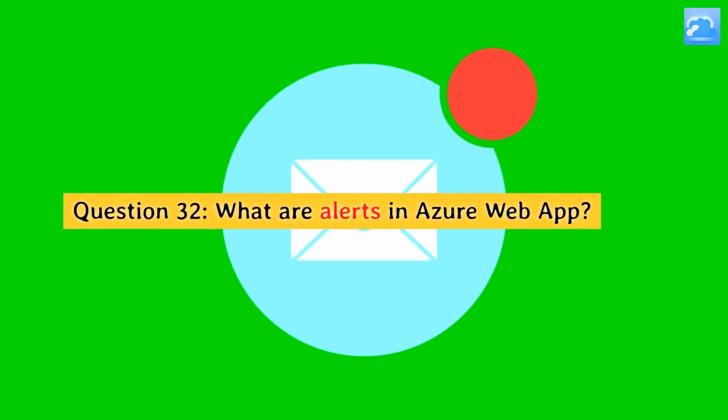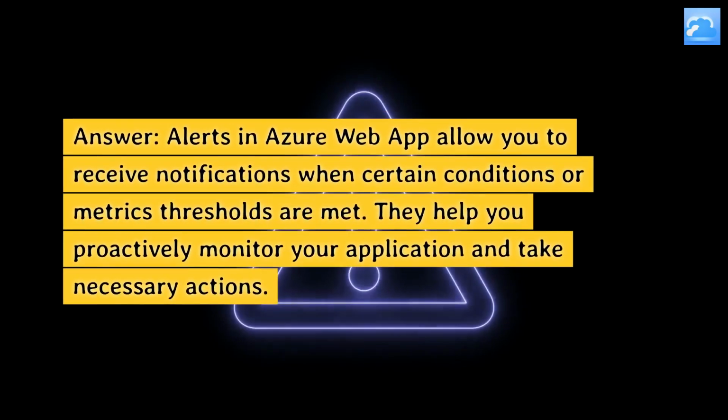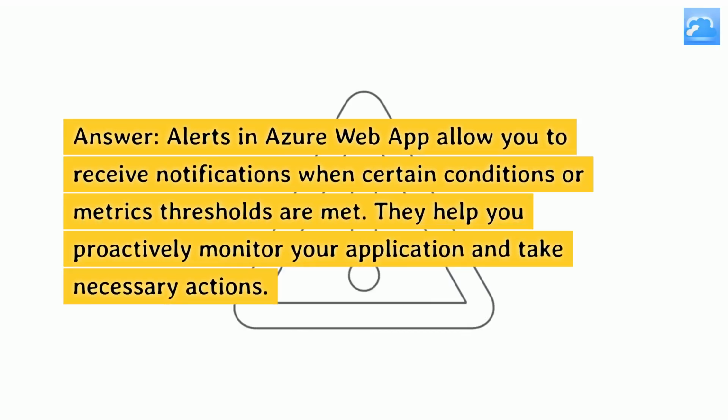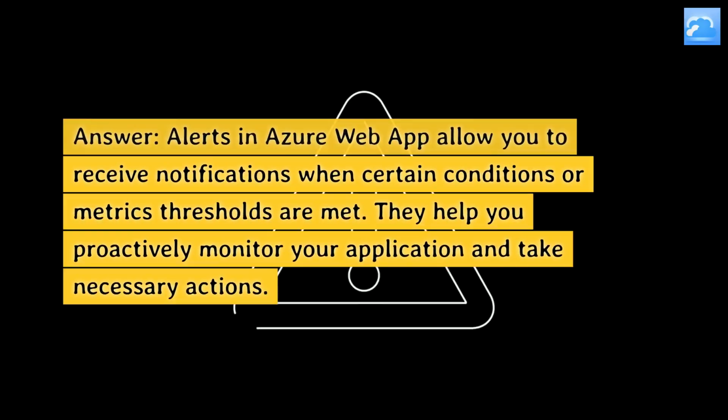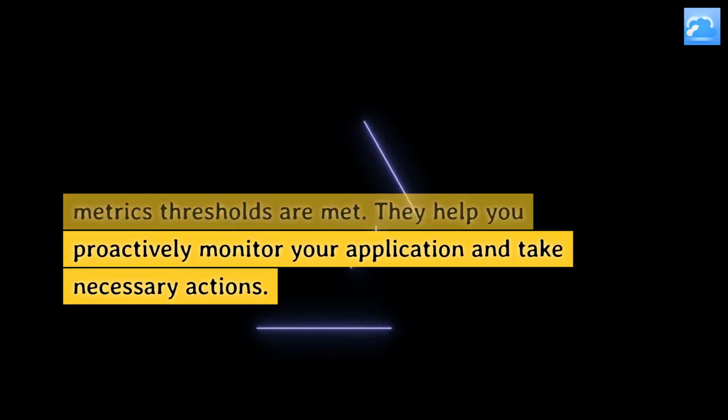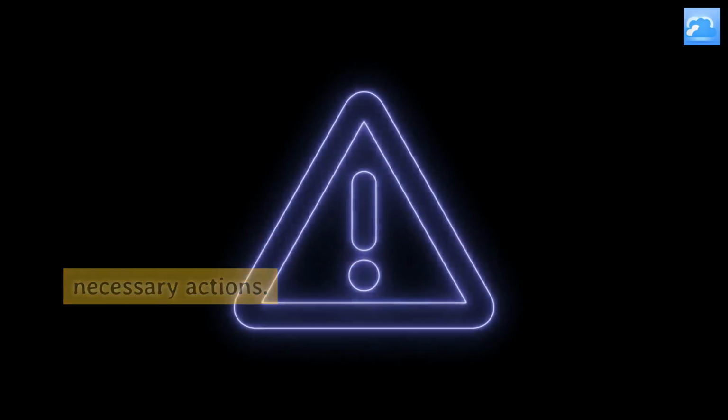Question 32. What are alerts in Azure Web App? Answer. Alerts in Azure Web App allow you to receive notifications when certain conditions or metrics thresholds are met. They help you proactively monitor your application and take necessary actions.